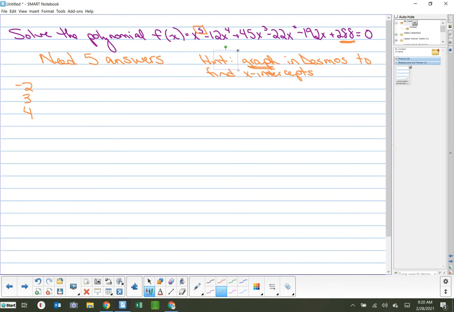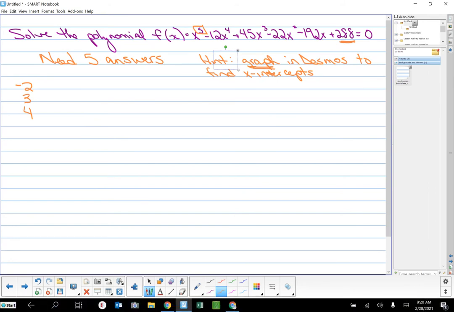Okay, so let me show you what we're going to do with that information that we gathered in Desmos. Our goal when we solve one of these things is to use the roots to do synthetic division as many times as we need to get the problem to a quadratic. Okay, so we are going to do synthetic division.